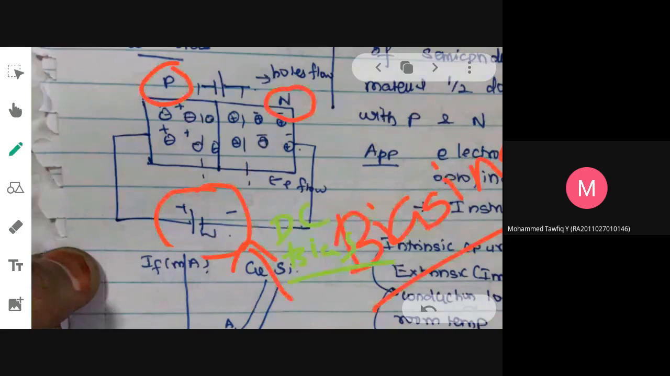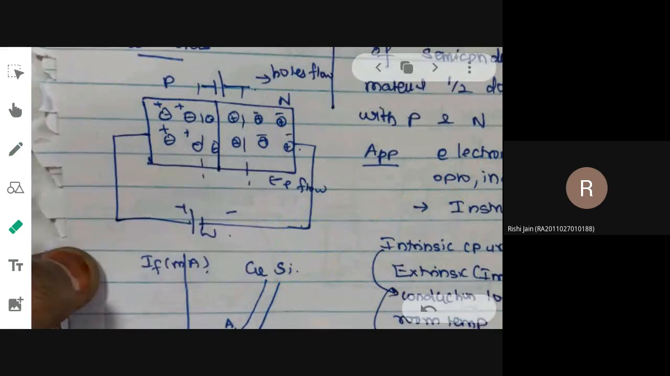So you understood what is the meaning of biasing now? What is biasing? The battery source, the voltage source which we applied, we are going to excite the diode by using an external source. That is called a DC source, especially DC biasing. So you are going to connect one voltage source, and that will be called a bias.